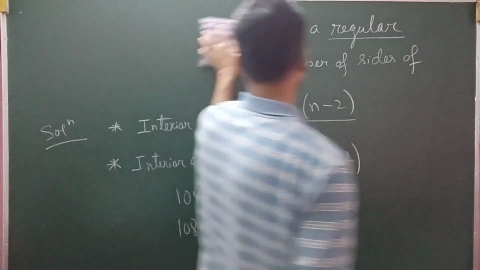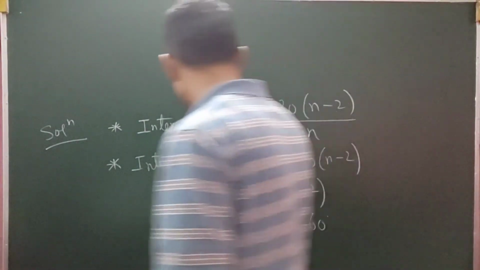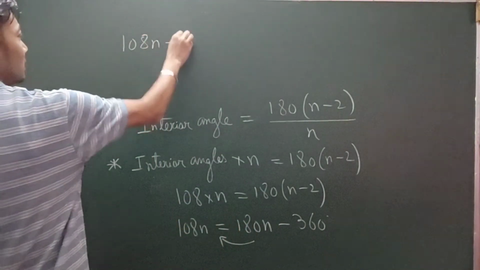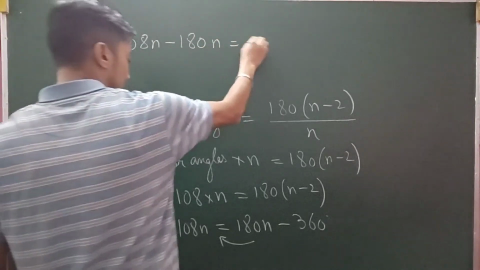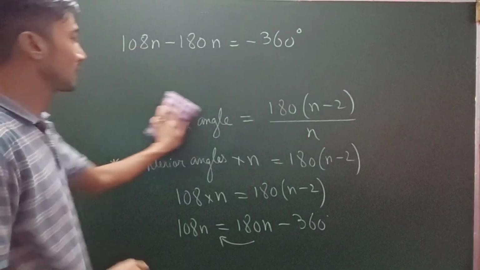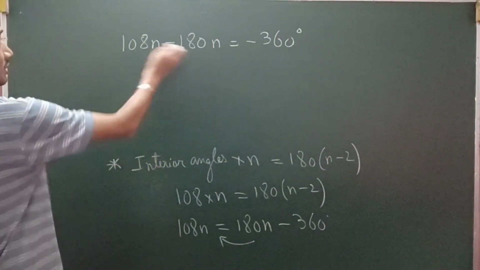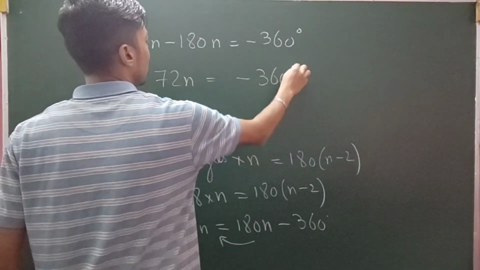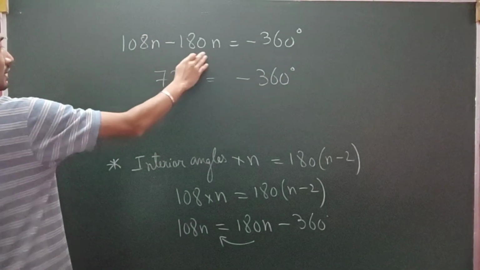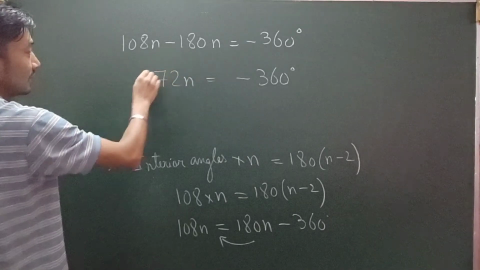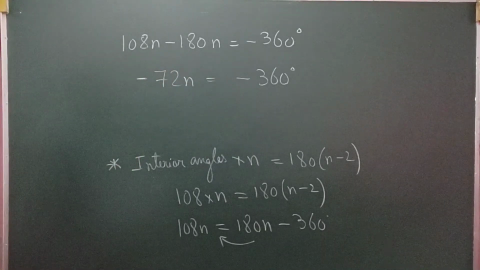So for this you will need the knowledge of algebra. Now 180n I'll bring on this side, so in that case this will become negative. 108n minus 180n, and this is minus 360 degree. Now 180 minus 108, how much will that be? If you subtract, 72n is equal to minus 360. But 180 is bigger than 108, and 180n has a minus sign, so a negative sign will be there. You know that, isn't it? All these things I guess you know.